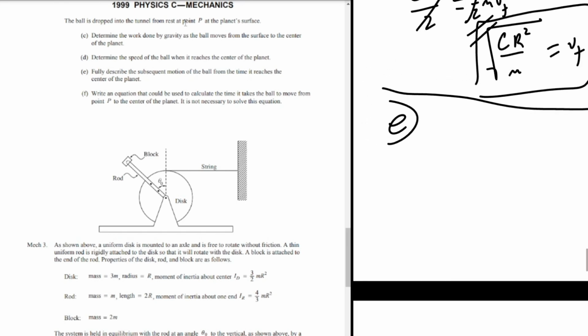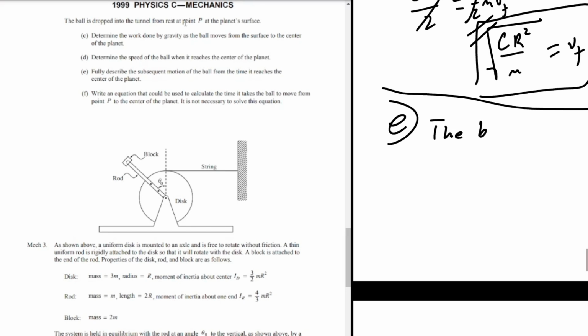So now E is an interesting question. I like this. Fully describe the subsequent motion of the ball from the time it reaches the center of the planet. So from when it reaches the center of the planet, what happens after is what they're asking, right? Because it came from here, it went here, but now what happens after that? That's what they want to know.